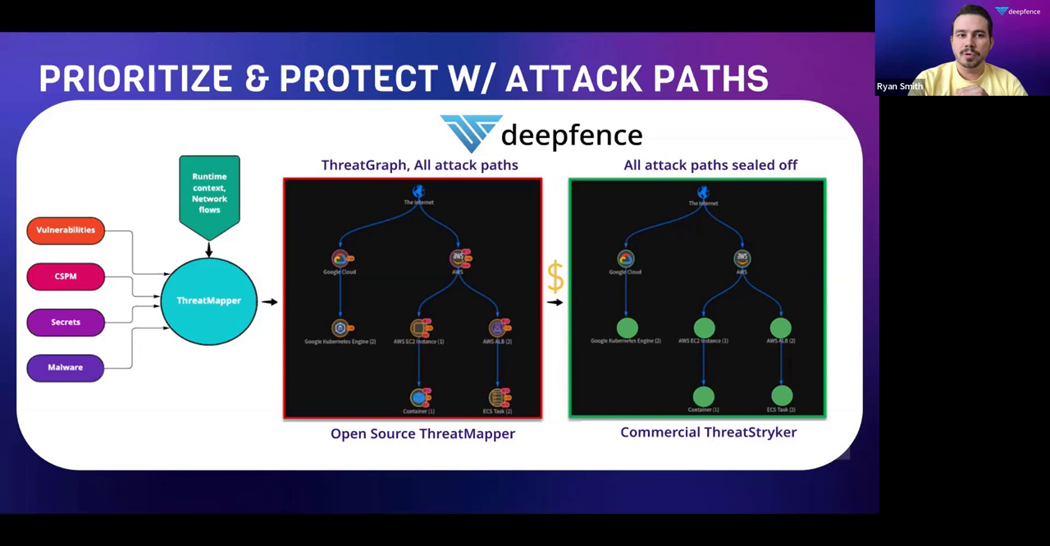DeepFence approaches this issue of how we identify attack paths by creating what we call the threat graph. What the DeepFence threat graph is for us, and it's available across our product suite, is runtime context or security observability within your environment. And what we mean by that is we don't just scan your environment for where risk is, even though we identify what vulnerabilities you have, where you might have malware, exposed secrets, or even misconfiguration issues that could lead to cloud breaches.